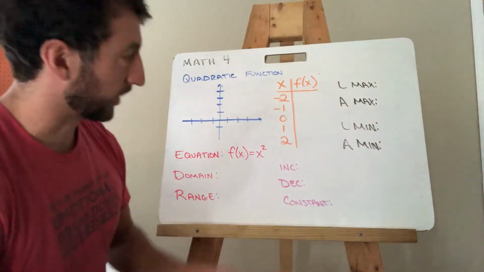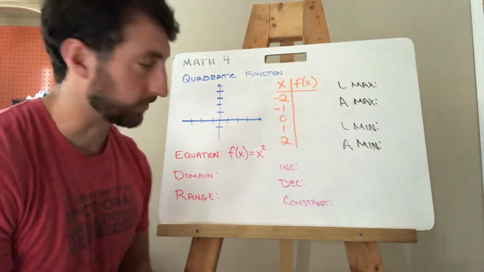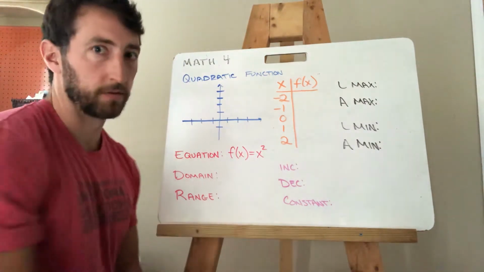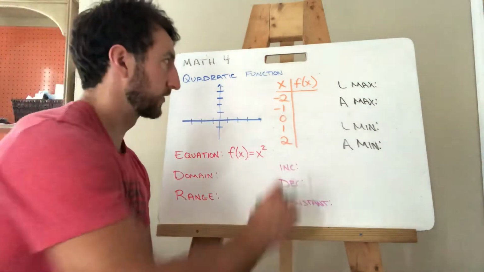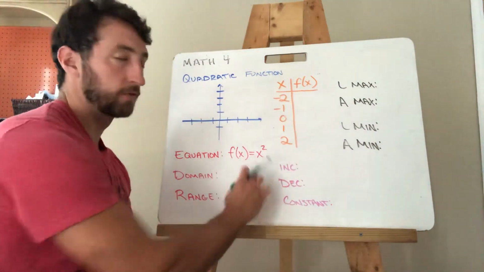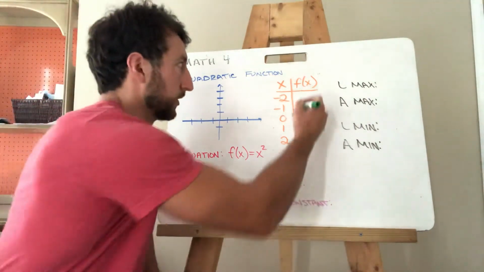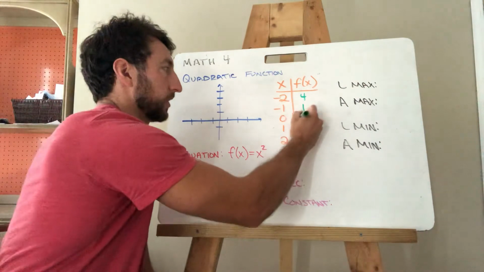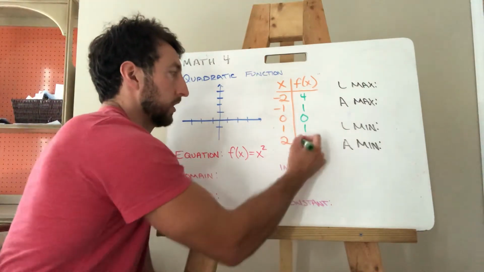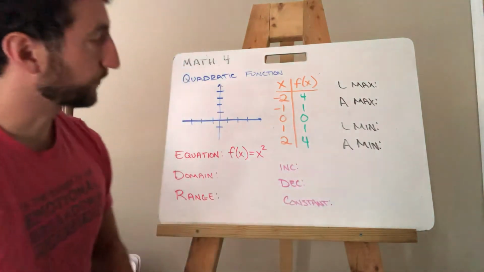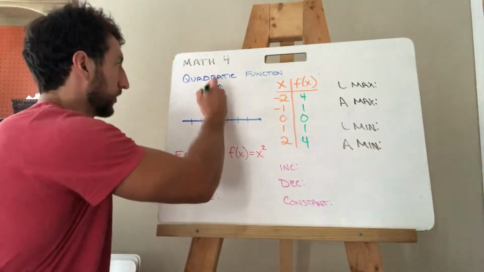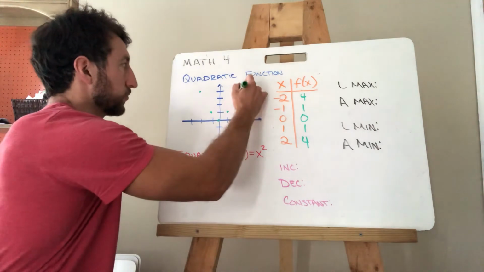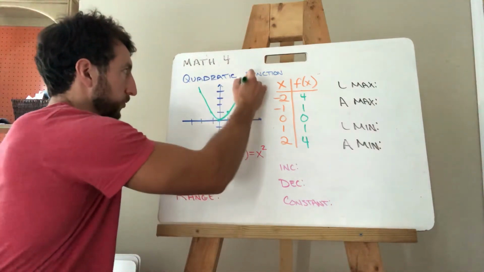Next up, we have our quadratic function. Our quadratic function is f of x equals x squared. That means whenever I input a number, I'm going to square it by multiplying it by itself. So I'm going to substitute in negative 2. Negative 2 times negative 2 is going to make 4. Negative 1 times negative 1 is 1. 0 times 0 is 0. 1 times 1 is 1. And 2 times 2 is 4. So we have this. We go ahead and plot it on our graph: negative 1, 0, 1. So we graph our nice parabola.